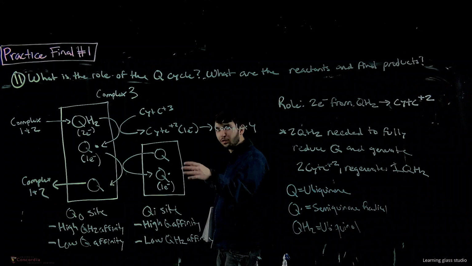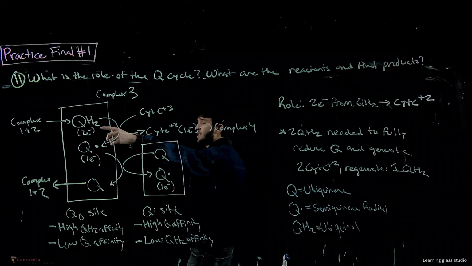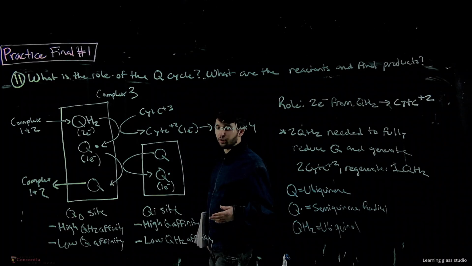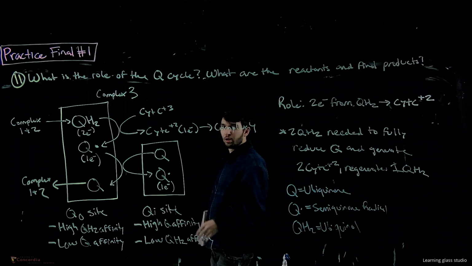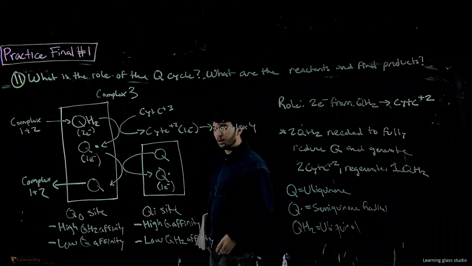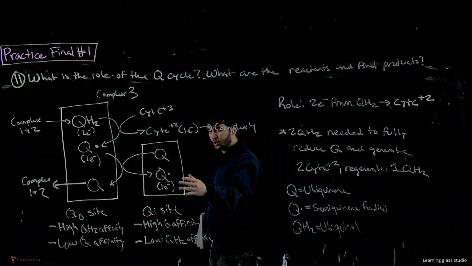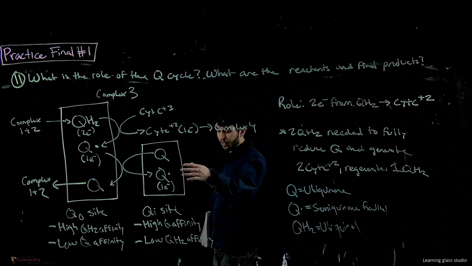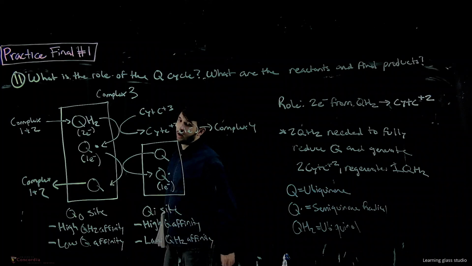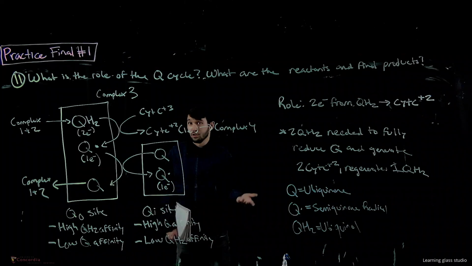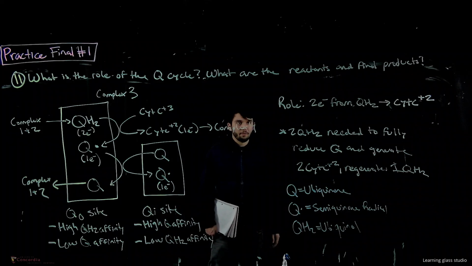When a QH2 is regenerated here after 2 QH2 enter complex 3, that regenerates 1 QH2, okay? And that 1 QH2 will then leave because of the low QH2 affinity, and will go back to re-enter complex 3 again, okay?